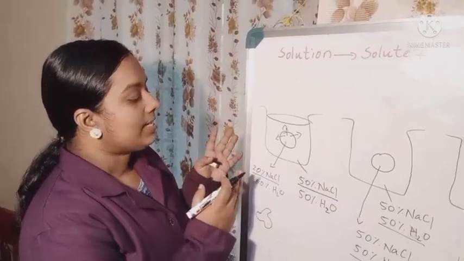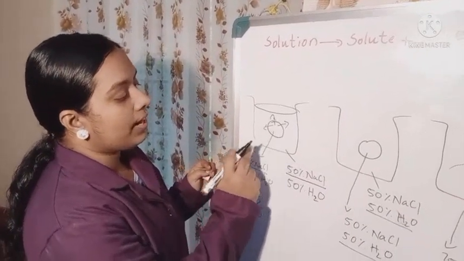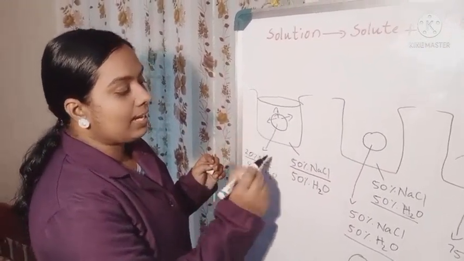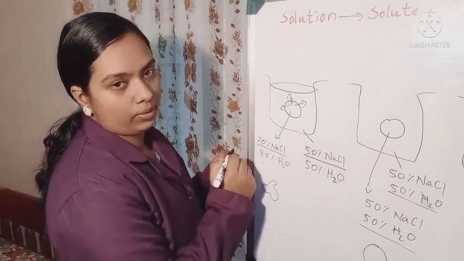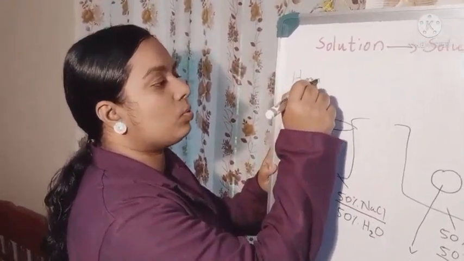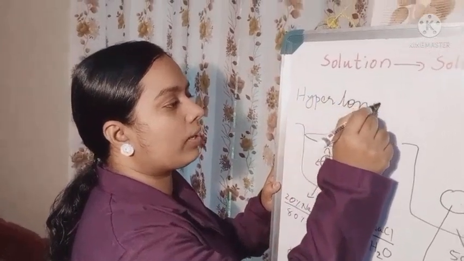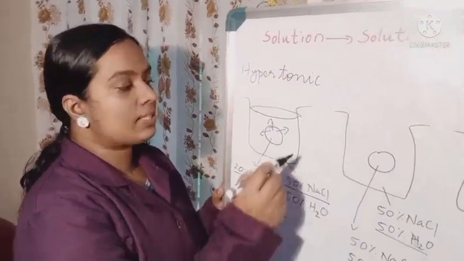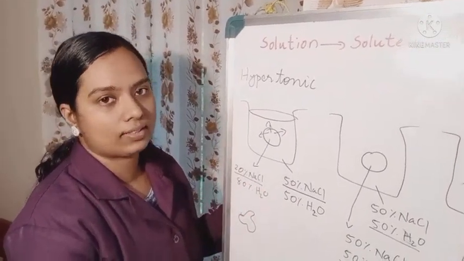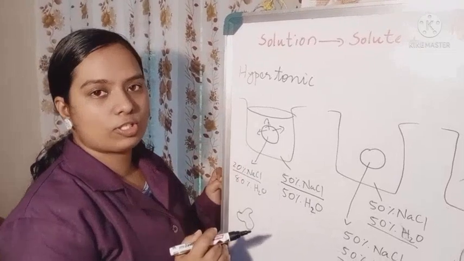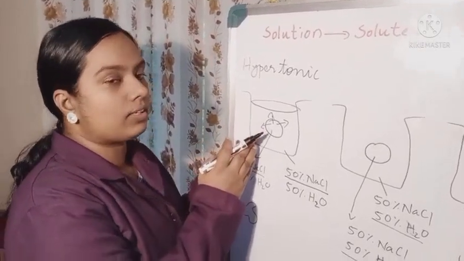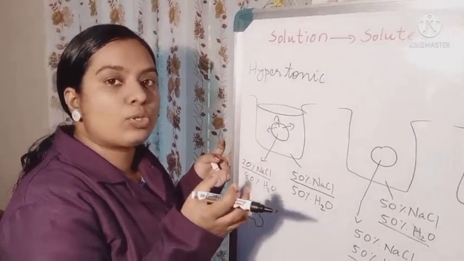So children, see here the solution having 50% sodium chloride. Comparing to the cell, the salt will be more. So this kind of solution we can call hypertonic solution. Hypertonic means the solution contains more salt than the water. That is hypertonic solution. Now you can understand, the cell kept in the hypertonic solution, what will happen? The cell will start to shrink.